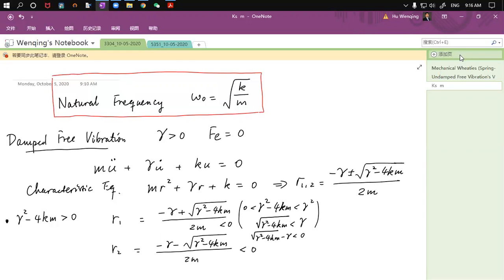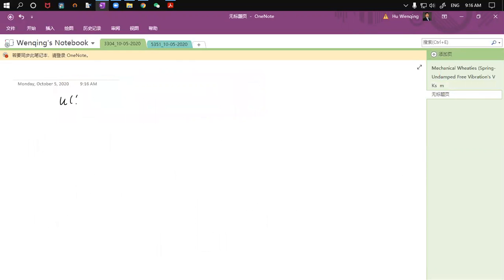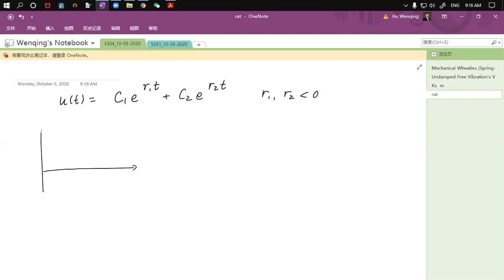If both real roots are negative, the solution u of t is c1 e to the power of r1 t plus c2 e to the power of r2 t, and r1 and r2 are both negative. So how does the solution look? The solution is not going to oscillate at all, but rather it is just an exponential function. As a function of t, u of t is just exponentially decaying.